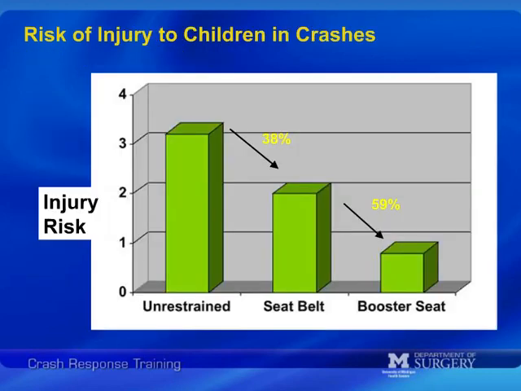Now you can see in this graph that just by putting a child into a seatbelt, we can improve the risk of injury by 38%. Now, if you use proper types of restraints, and in this case, if you use a booster seat on top of the seatbelt, you can improve the injury risk by an additional 59%, which is a tremendous benefit.